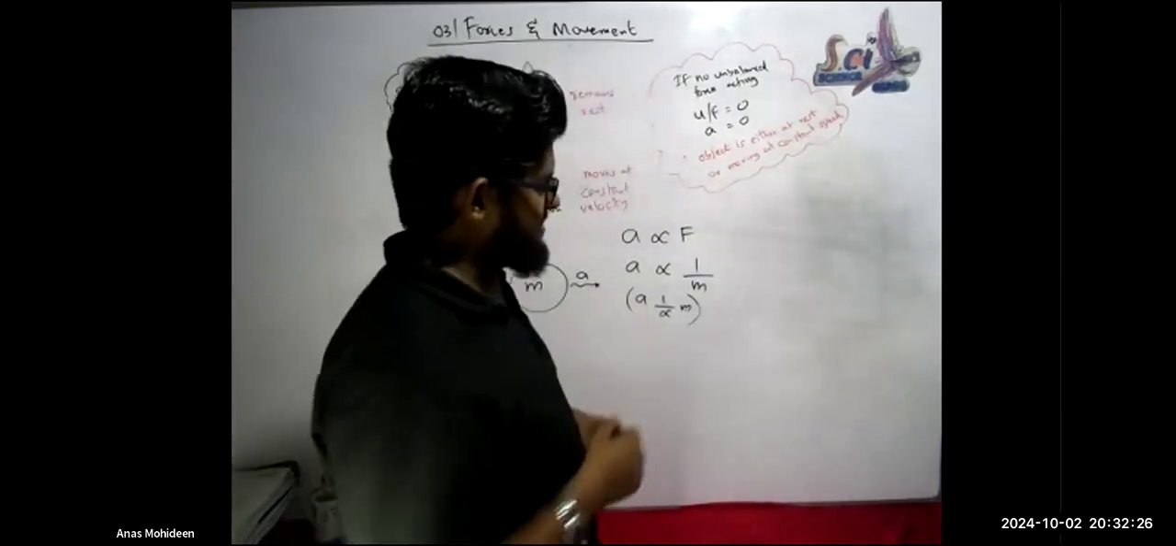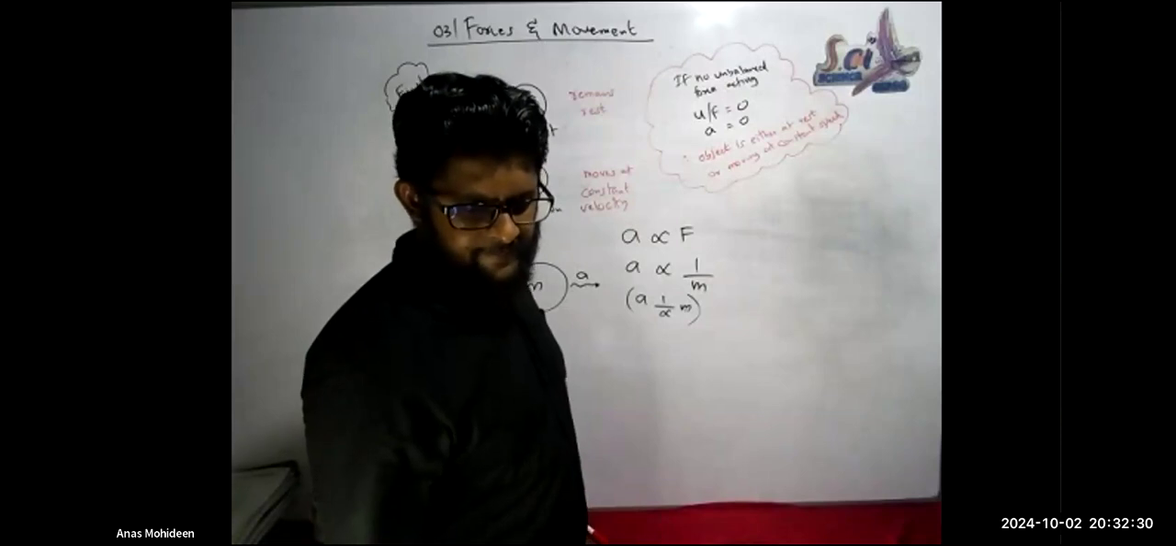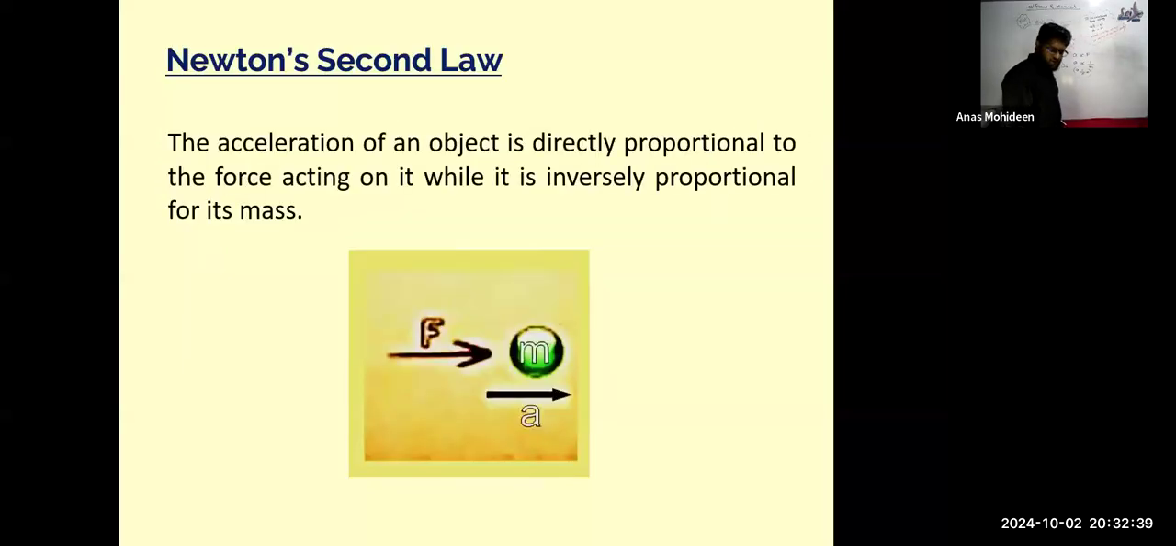Using this, we are building a relationship now. First, let's write the second law. Newton's second law: the acceleration of an object is directly proportional to the force acting on it, while it is inversely proportional to its mass. Let's write that down on the screen. Once you are done with that, you can copy this down.